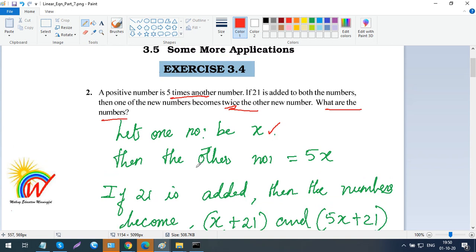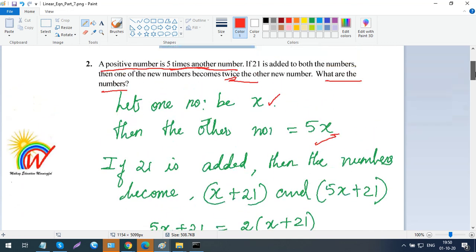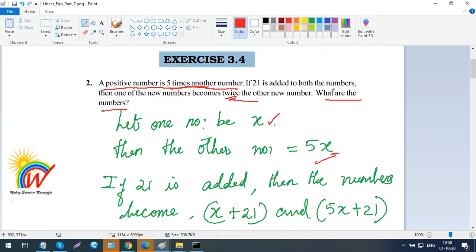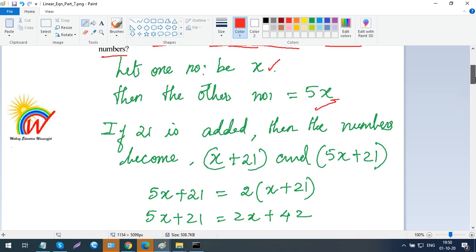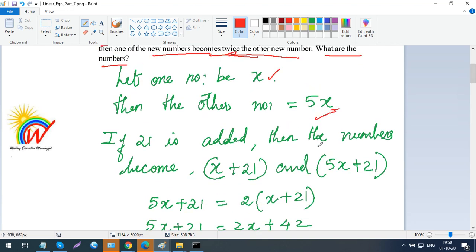Then the other number is going to be, see, the first statement says a positive number is 5 times the other number. So it's going to be 5 into x, or 5x. Now if 21 is added to both the numbers, when you add 21 to the numbers, it's going to be x plus 21 and 5x plus 21, right? That's the logical step.